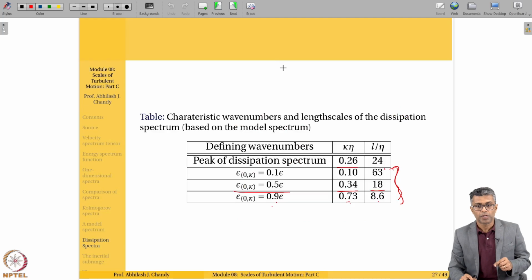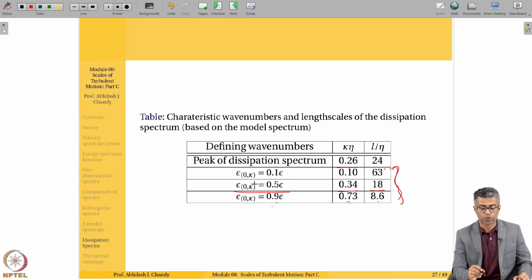table here, we have the peak of the dissipation spectrum occurring at kappa eta equals 0.26, corresponding to L over eta equals 24. And then you have these cumulative dissipation values. So when it is 10% of the dissipation, it is kappa eta at 0.1 and L over eta at 63. And when it is 90% of the total dissipation, then kappa eta is 0.73 and L over eta equals 8.6. So that comes from the figure, right?